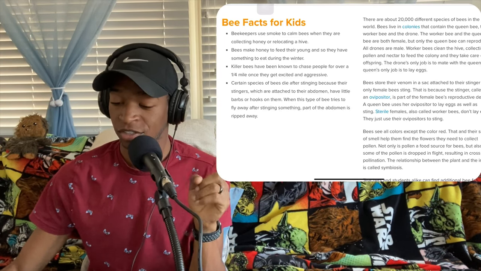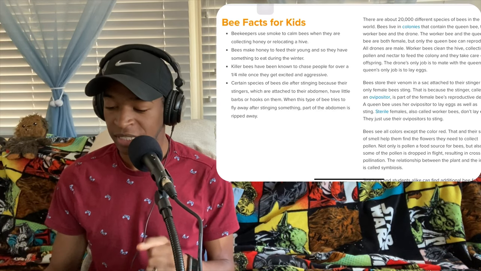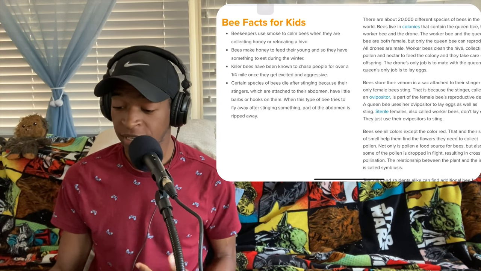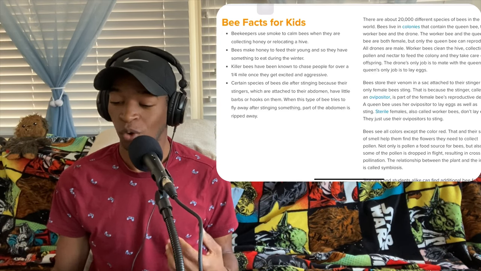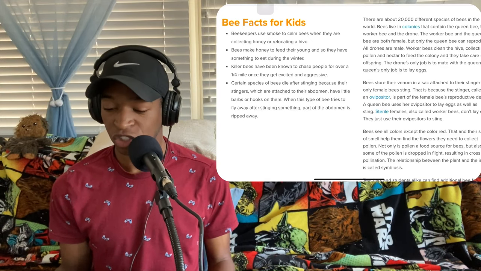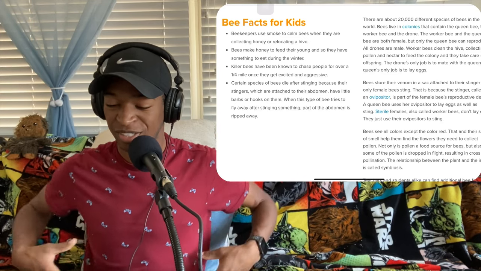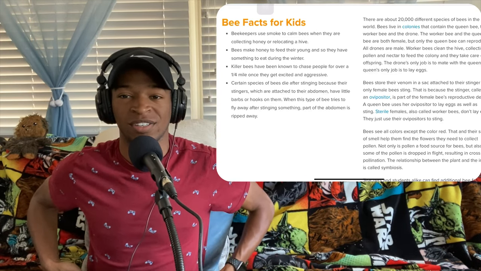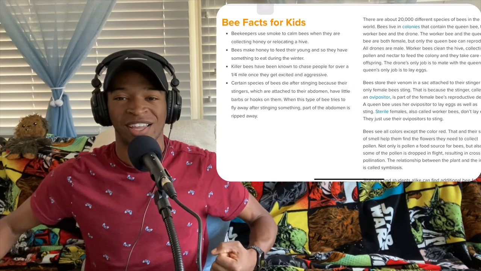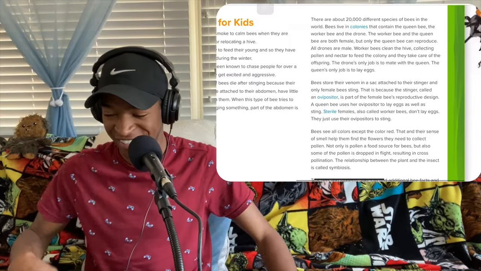Certain species of bees die after stinging because their stingers, which are attached to their abdomen, have little barbs or hooks on them. When this type of bee tries to fly away after stinging something, part of the abdomen is ripped away. Whoa. That's nuts. Why did you evolve like that? Only certain species of bees die after stinging. Because it's attached to your abdomen. Imagine if you went to kick somebody, and then after you connected that kick, your leg just fell off.